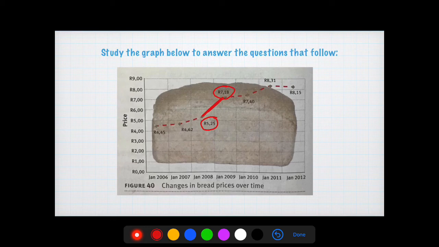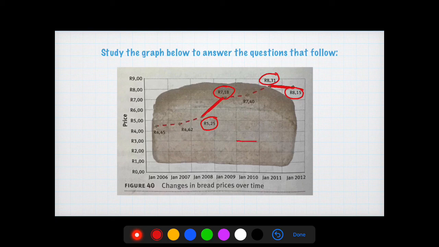When did the price decrease? Well, if we look here, we can see that 8.31 is more than 8.15 Rand, and the graph shows a slight decrease. Why is this a broken line graph? Well, it's discrete data, and it's discrete data because the prices of bread were only collected once a year.